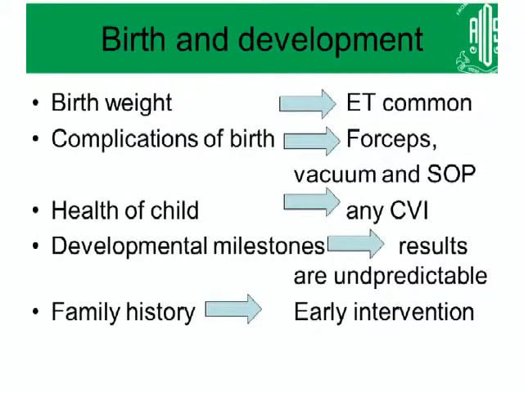You want to know about birth weight and complications of birth, because in low birth weight, esotropia is common. With complications of birth like forceps and vacuum, superior oblique palsy is common. You want to know the health of the child, because if the child had a stormy perinatal history, the child may have a cortical vision impairment in addition to the squint.